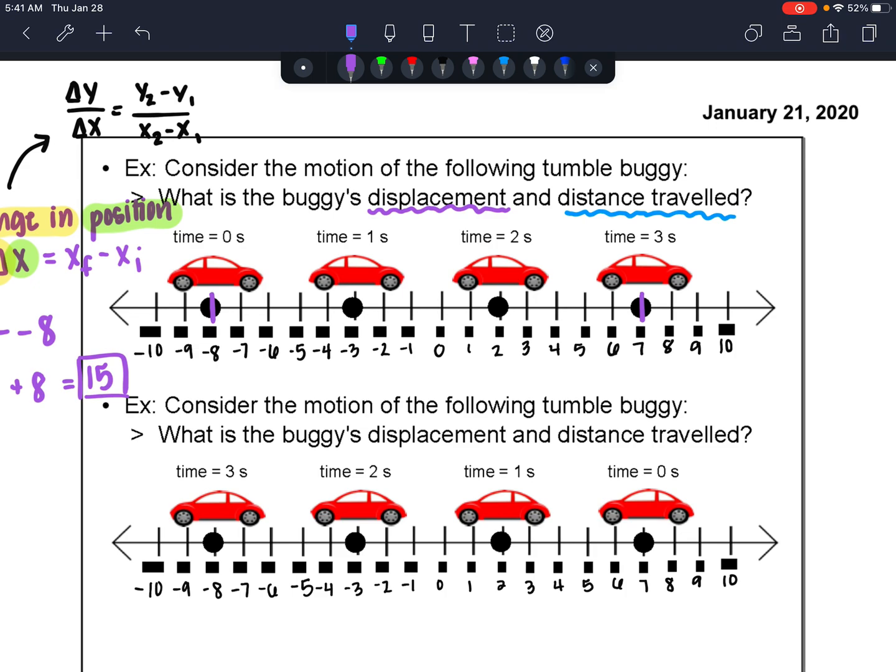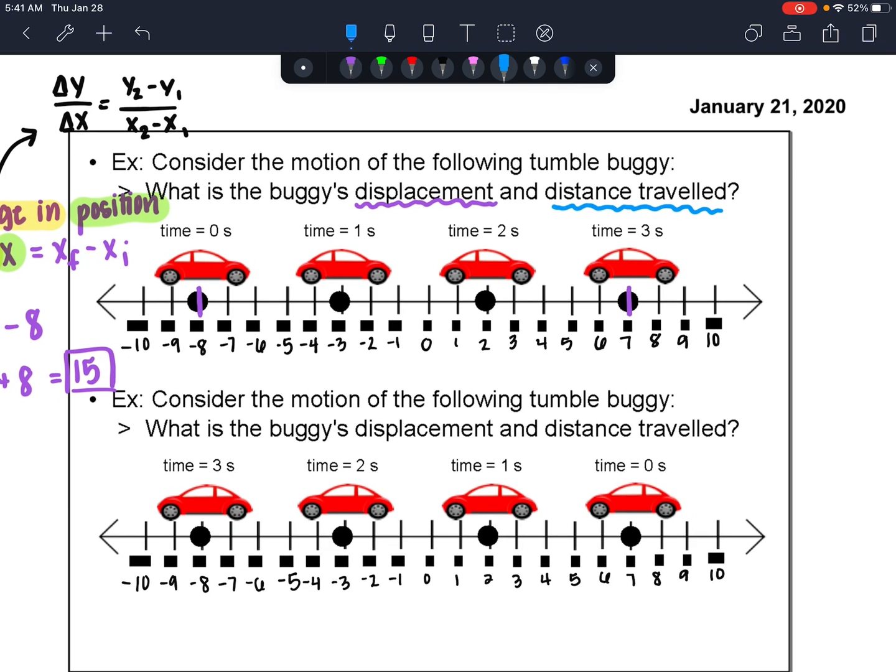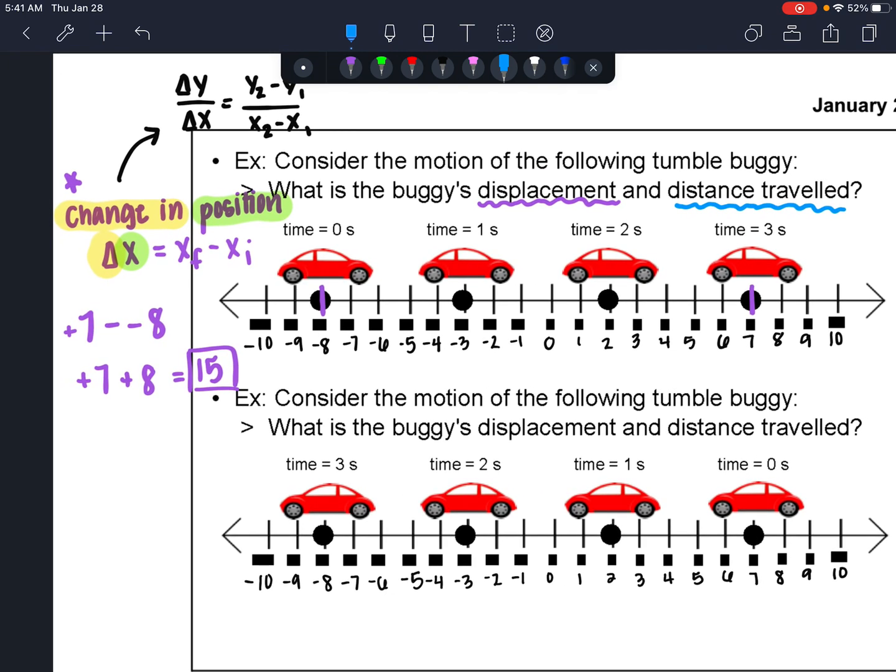That being said, let's look at distance traveled. So my distance traveled is the length of my path. So the length of my path is going to be non-directional, right? I'm not going to need a value. Oh my gosh, I think I forgot direction on my displacement. I did. What direction did this tumble buggy get displaced in?